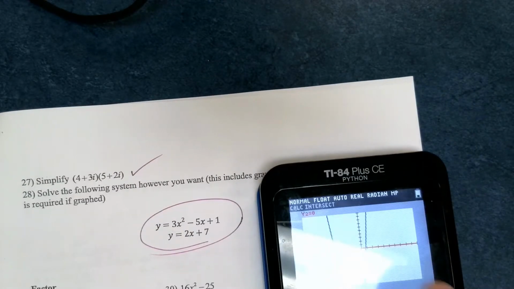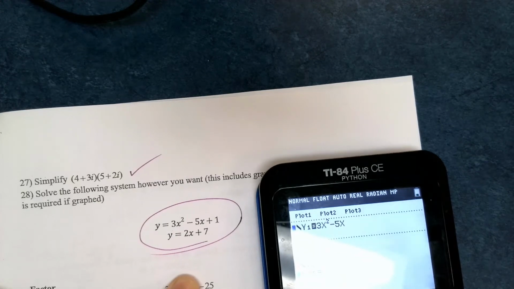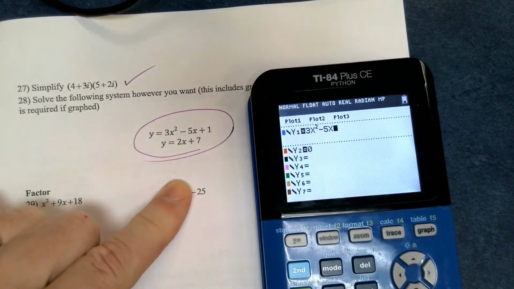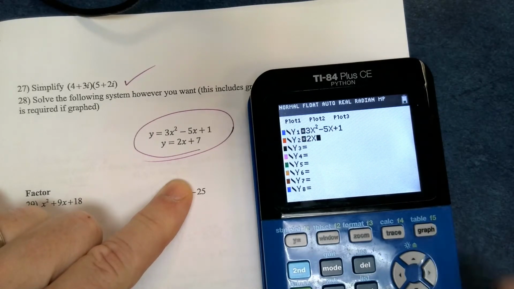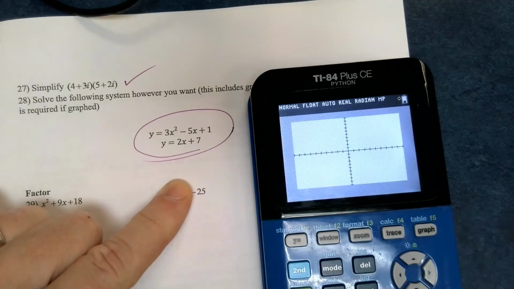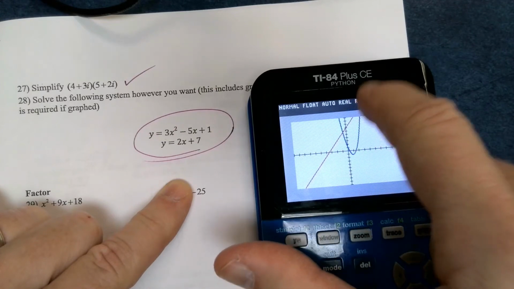So I'm going to go y equals, I'm going to go with 3x squared minus 5x plus 1. And I know that I'm going kind of fast on this, but the nice thing about videos is you can stop it and pause it and watch it whenever you need to. 3x squared minus 5x plus 1 and 2x plus 7. I go to hit graph, and I can see there's my parabola, and it hits my line right there, and then another time that's right up there.